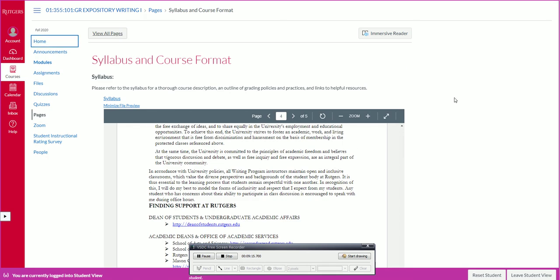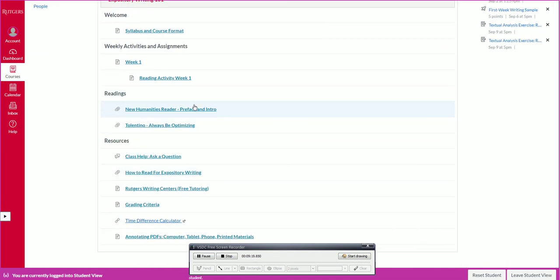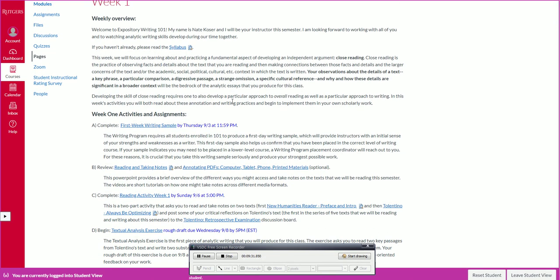So, like I said, this is where you'll really interface with the course. Every week there'll be a little page like this. So let's click on Week 1. Okay. I'll have a little blurb here about what you should be doing, and then you'll see all the things that you're supposed to do.